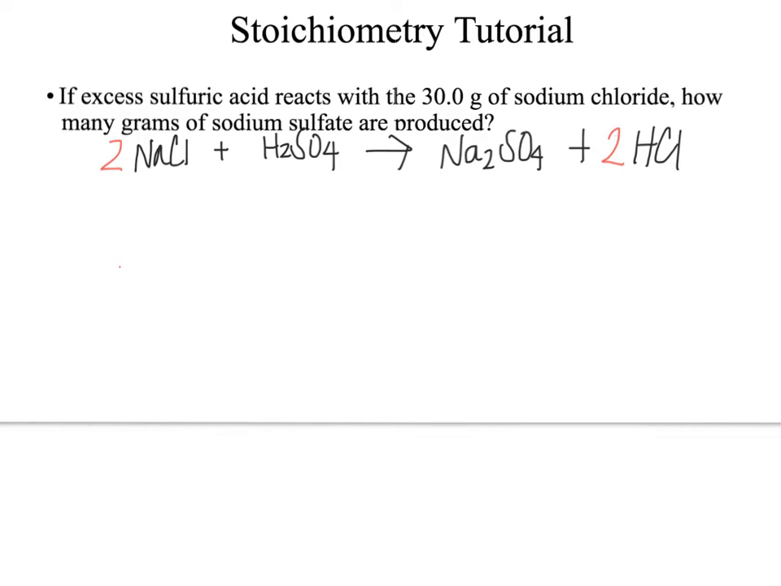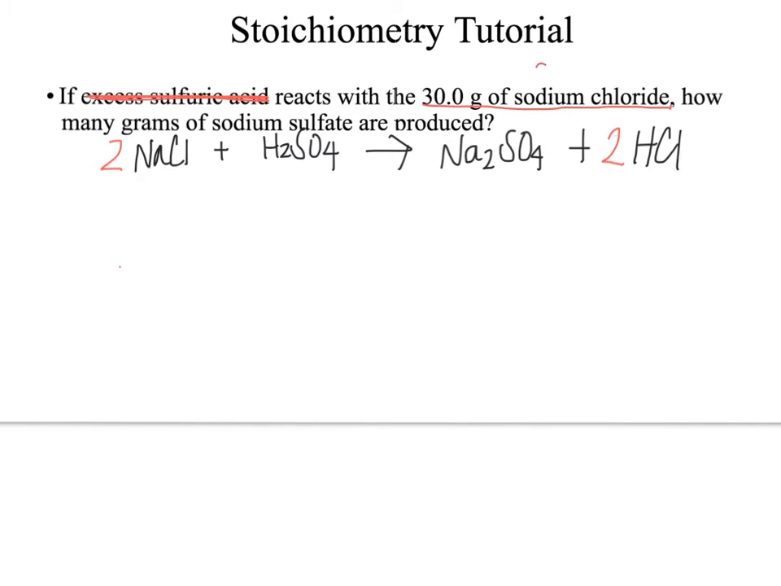It says, if excess sulfuric acid reacts with 30 grams of sodium chloride, how many grams of sodium sulfate are produced? Okay, so remember I mentioned in class when you see this excess sulfuric acid, that means we can kind of ignore it. Okay, it's not going to show up in this problem. The reason we oftentimes have to have these extra words in there is because we have to know how to write the equation of what's reacting.